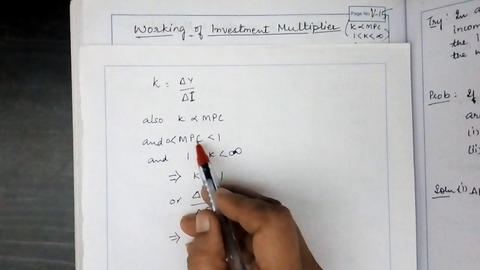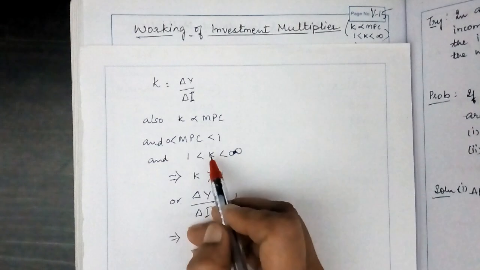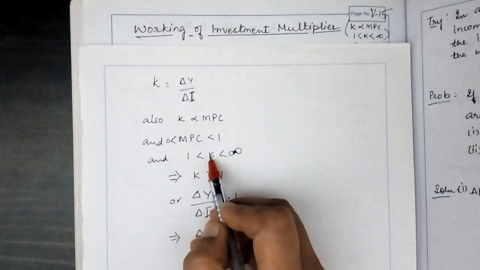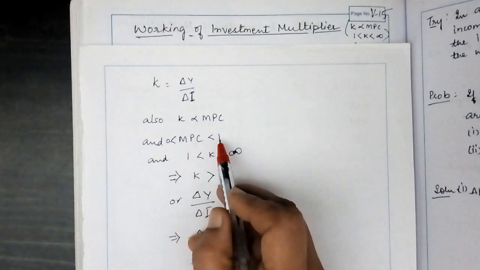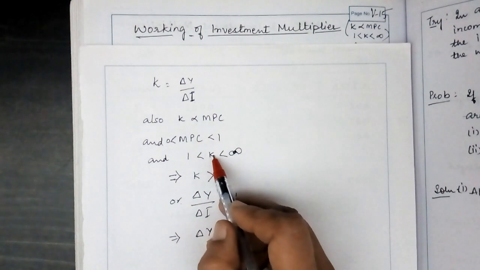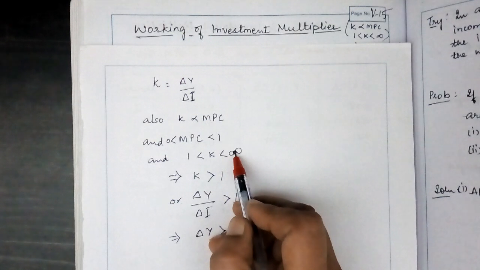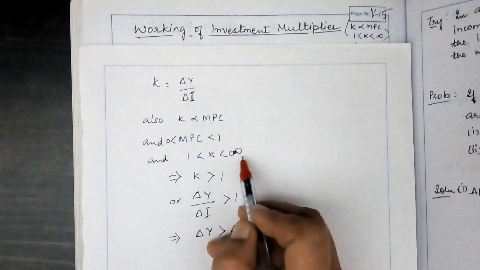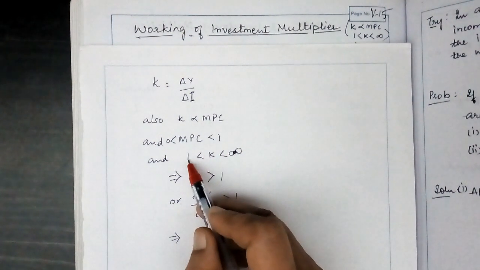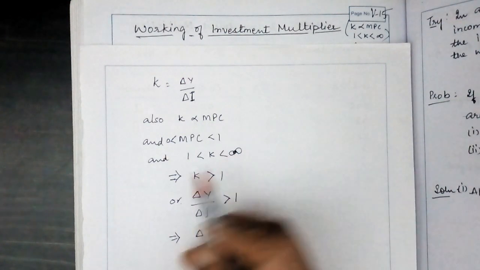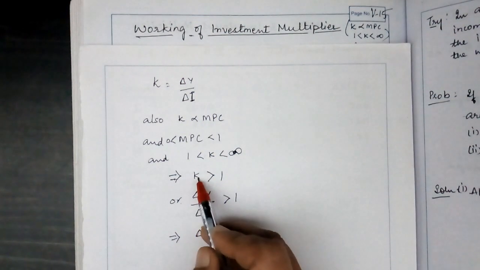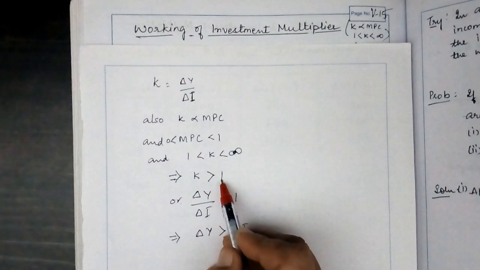When marginal propensity to consume is 0, the value of K or the investment multiplier is 1, and when the marginal propensity to consume is equal to 1, the value of investment multiplier is infinity. And therefore the value of K lies between 1 and infinity. This implies that the value of K is always greater than 1.